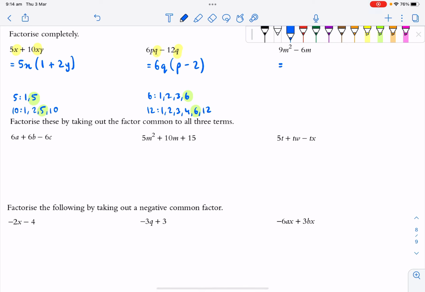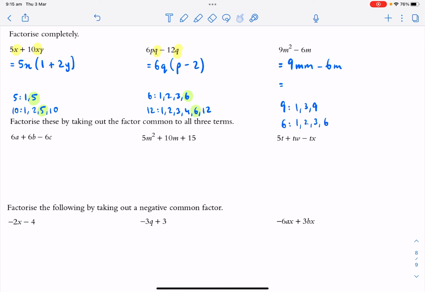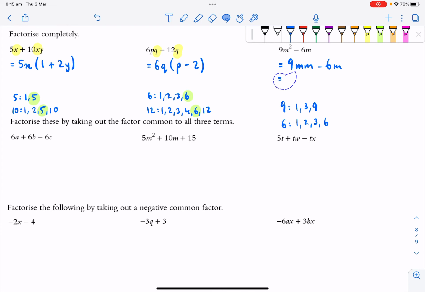All right, next one. I'm going to rewrite m squared as mm. All right, let's start with the numbers. So with the numbers, I have the factors of 9: 1, 3, 9. And 6, we have 1, 2, 3, 6. Let me just move that up a tad. All right, so with that, we can see that the highest common factor is 3. That means I'm going to take a 3 out.